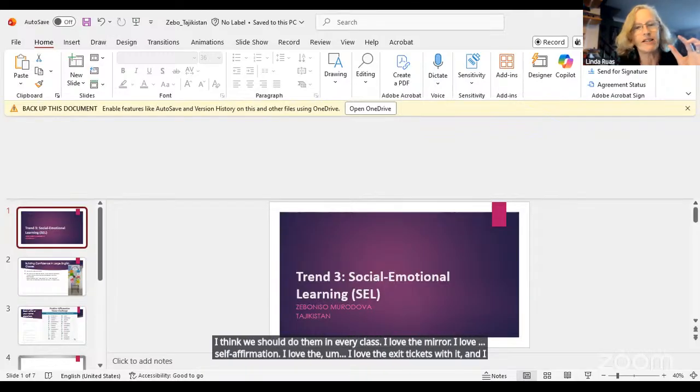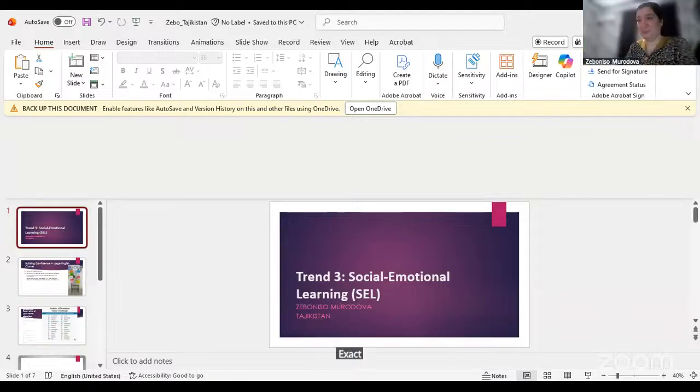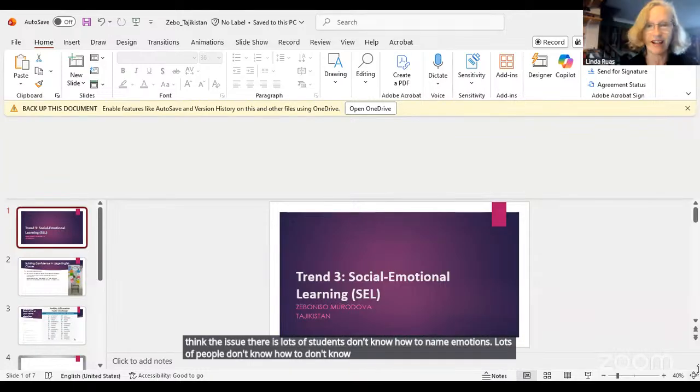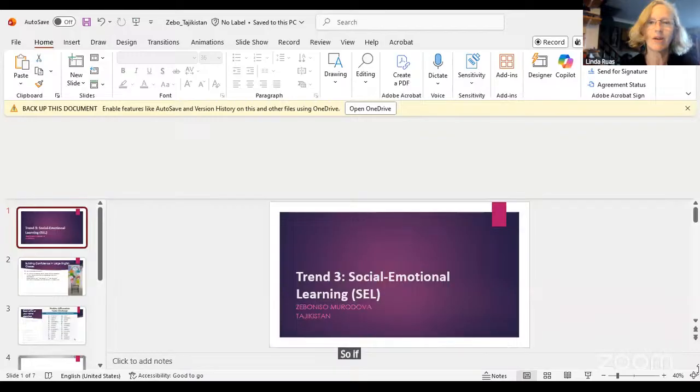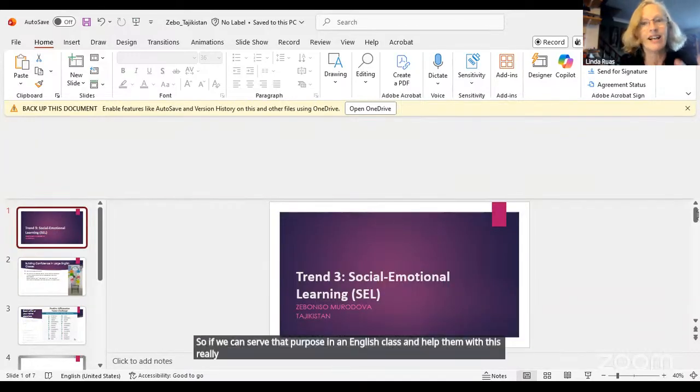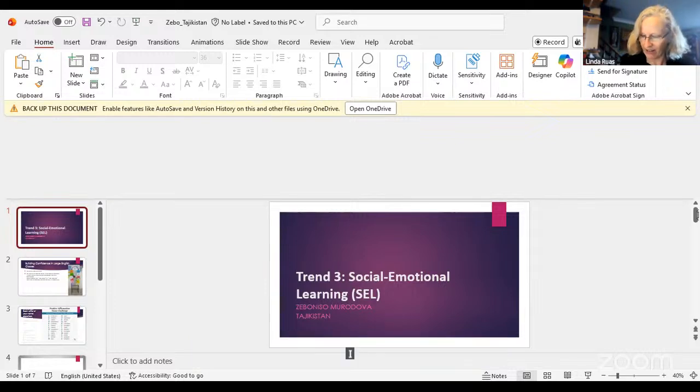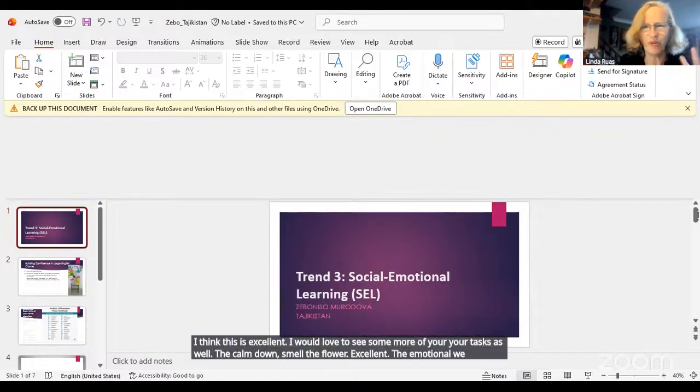Lots of people don't know how to recognize and name them. So if we can serve that purpose in an English class and help them with this really important interpersonal and intrapersonal skill, then we're serving a purpose far greater than teaching English, aren't we? Yeah. I think this is excellent. I would love to see some more of your tasks as well. The calm down, smell the flower. Excellent. The emotional weather. These are all wonderful.